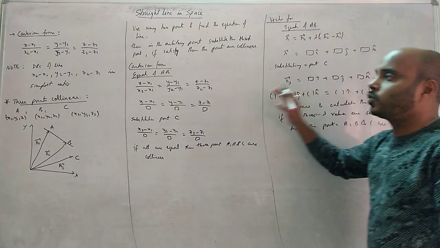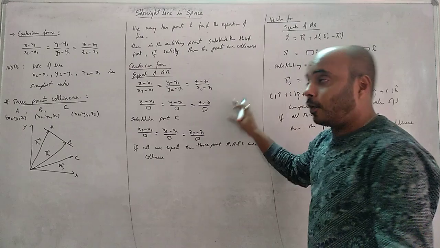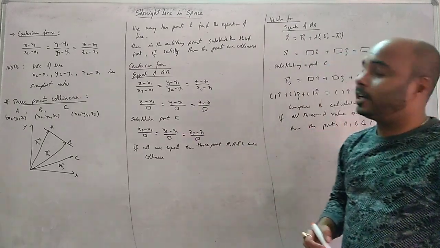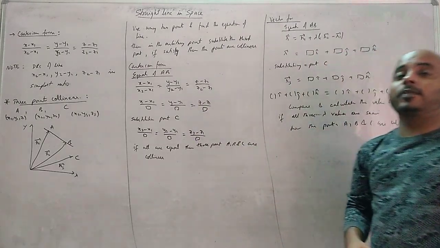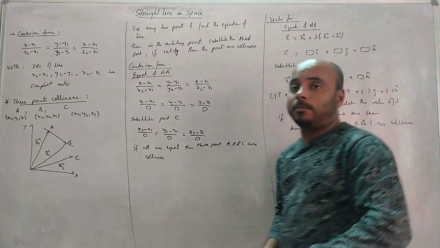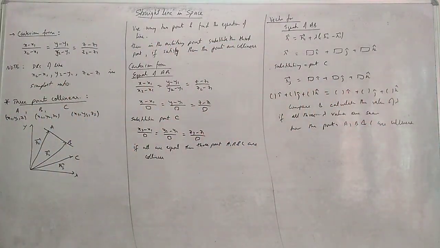I will always go for the Cartesian form. For equations of lines also, if they didn't ask you the vector form, don't find the vector form. Go for the Cartesian form. Okay, class? Now we will go for the shortest distance between two lines.